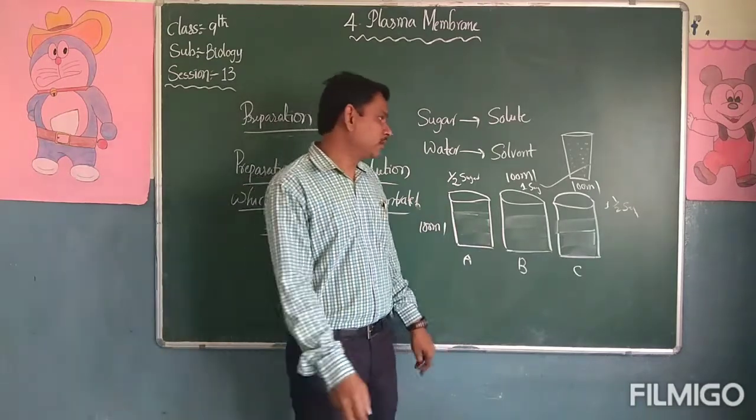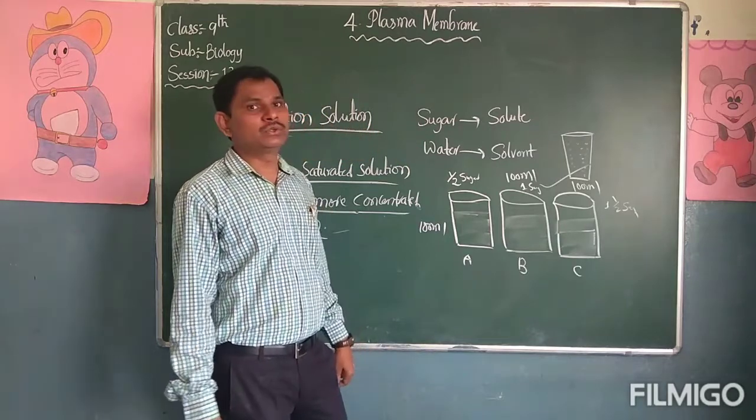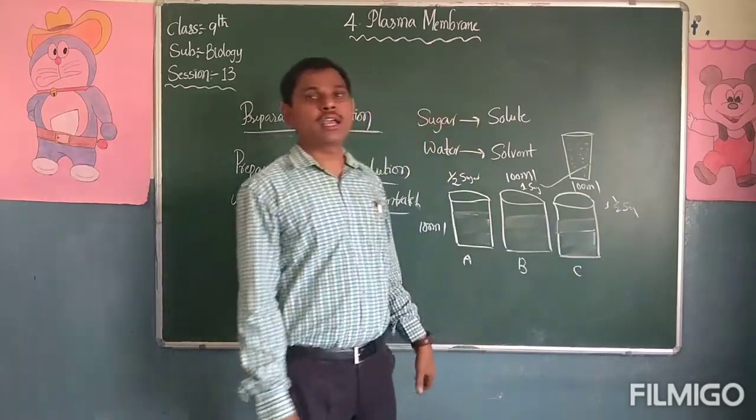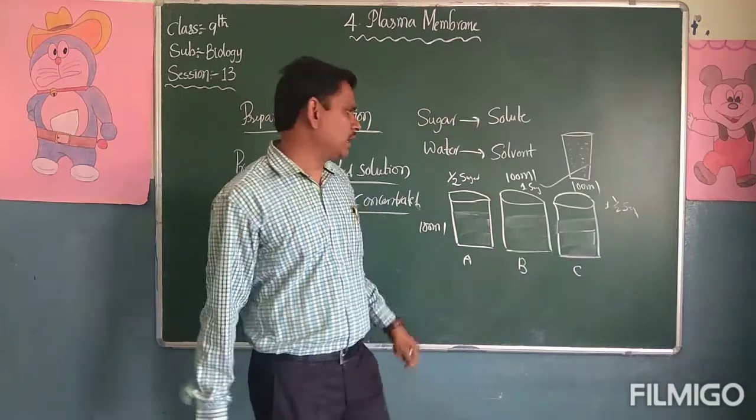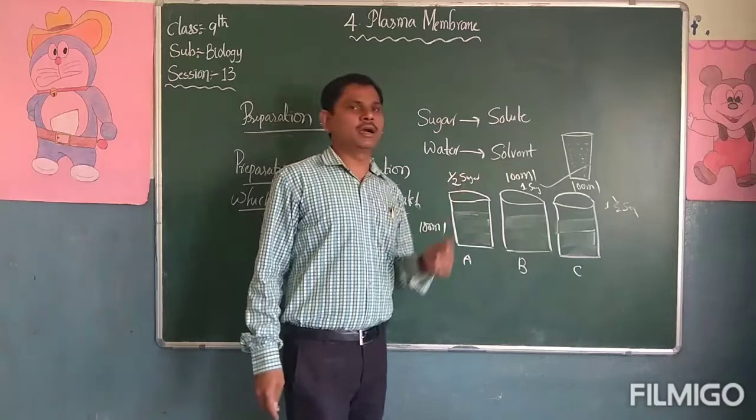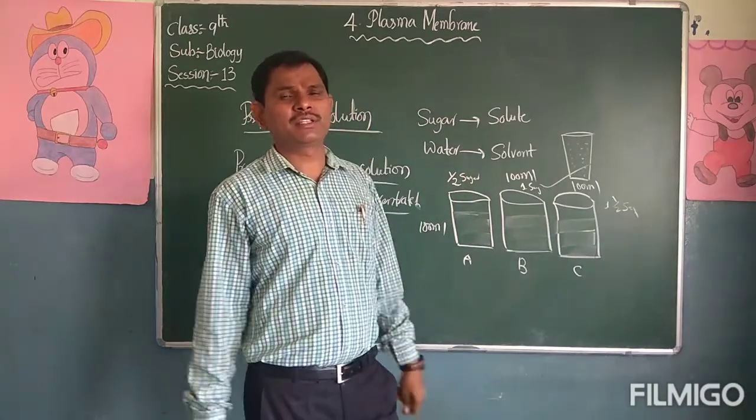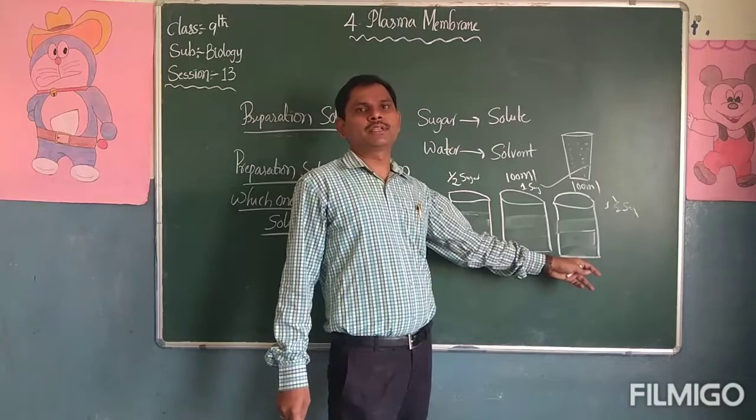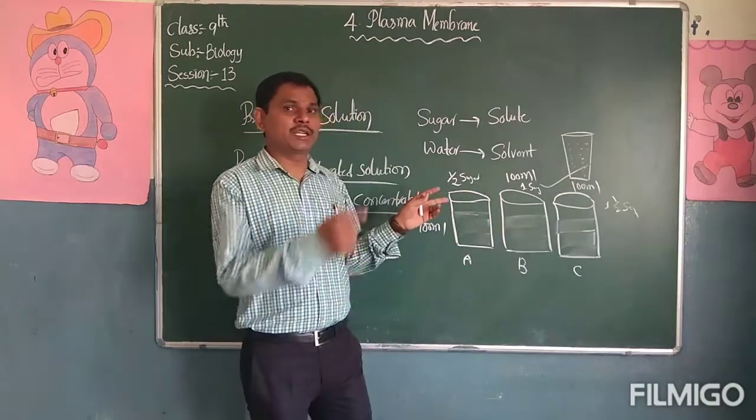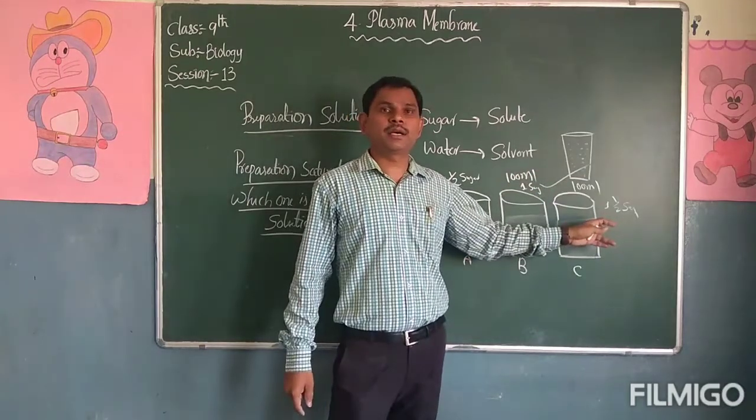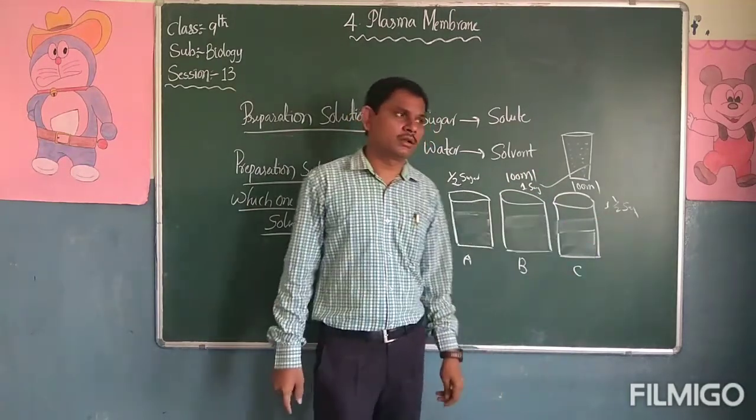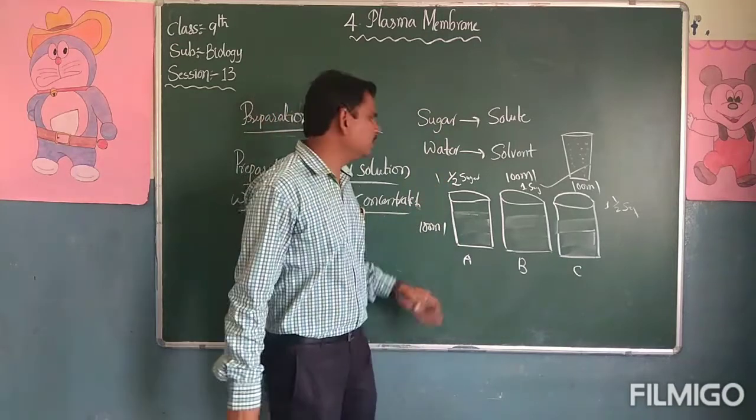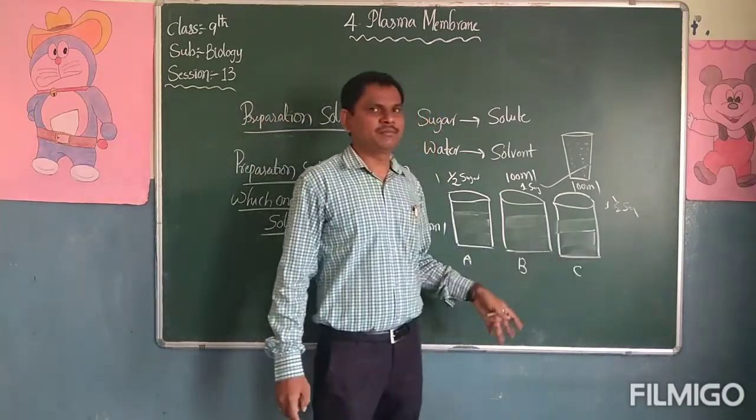But that is not the question. My question is, I want to convert the A beaker into the C beaker. What can we do? Very simple answer. In the A beaker, we have 100 ml of water and 1/2 teaspoon of sugar. In the C beaker, we have 100 ml of water and 1.5 teaspoons of sugar. To convert the A beaker into the C beaker, we add 1 more teaspoon of sugar into the A beaker. And now it's the same.